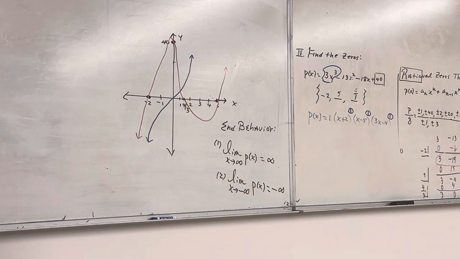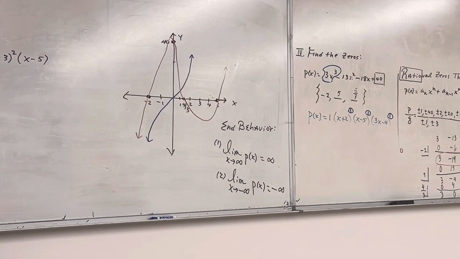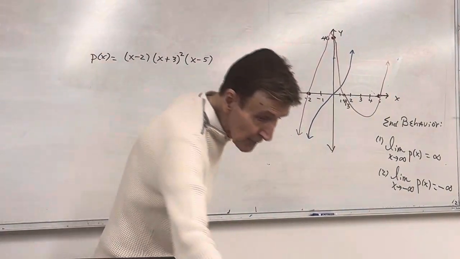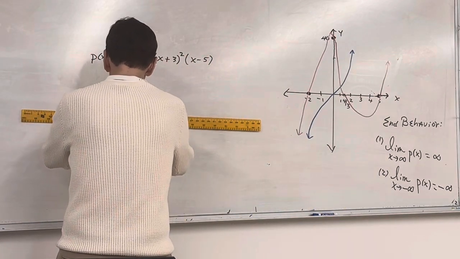Guys, on the board here, I'll just throw it on the board to save a little time. It looks like this. P of x is equal to this. Looks like that. And I want to sketch the graph of it. Let's see what the graph looks like for that function. By the way, notice the function is in factored form, which is what we want.